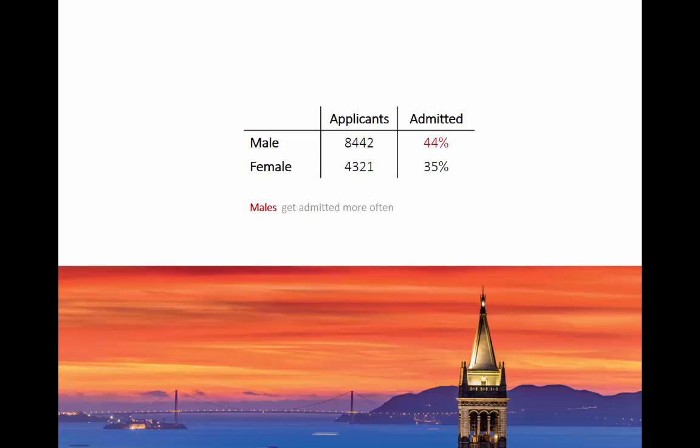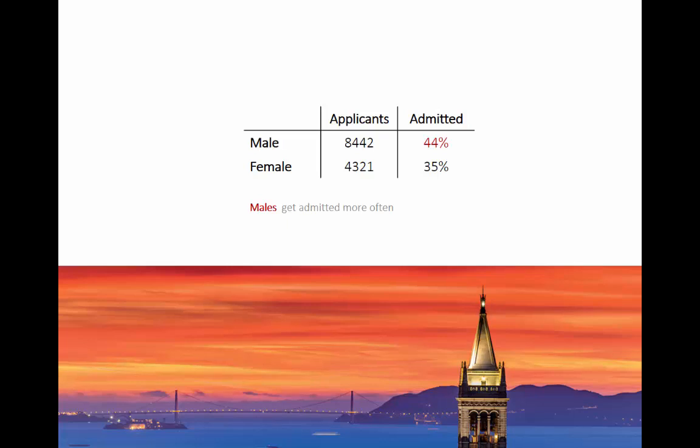Looking at the raw data, it seemed that males get admitted more often into graduate school. So this looked as if there's a bias against females, right? Looks like discrimination against females. Males get admitted more often to grad school. Not only do they get more money at the end of the day, they also get admitted more often. It's another scandal.